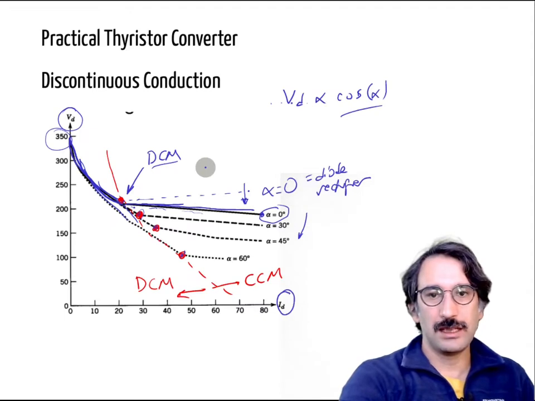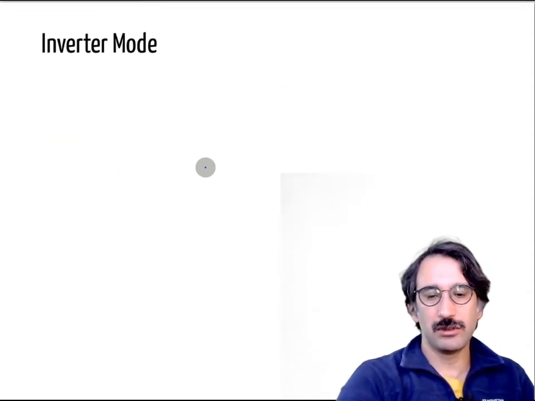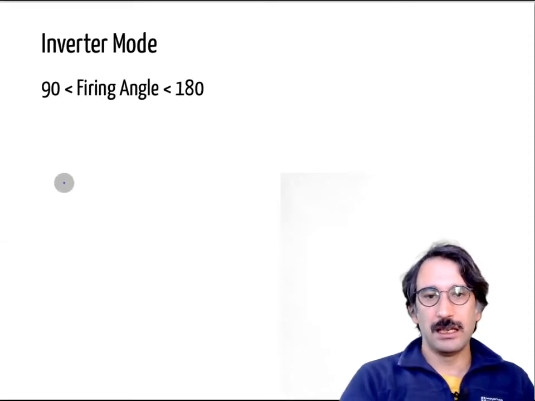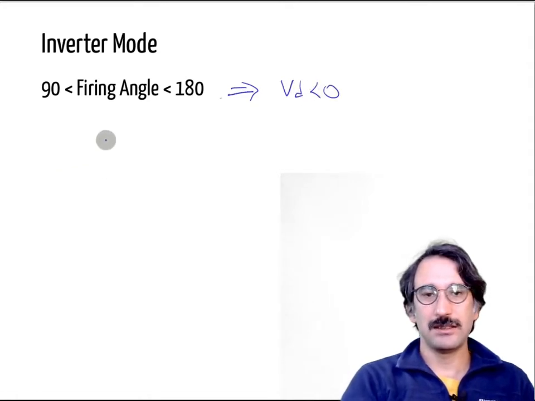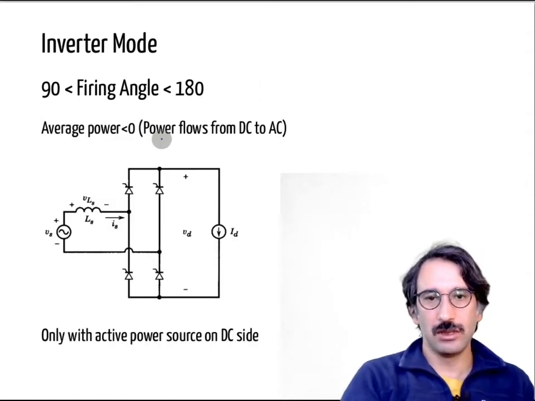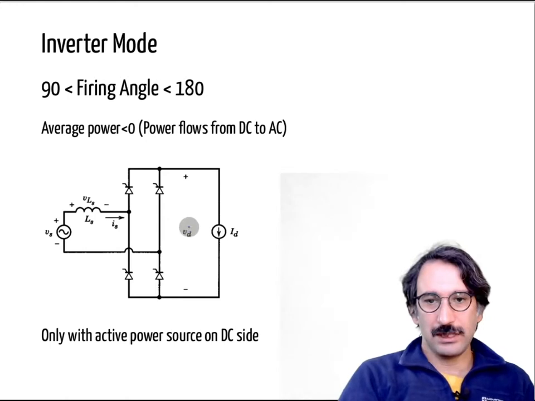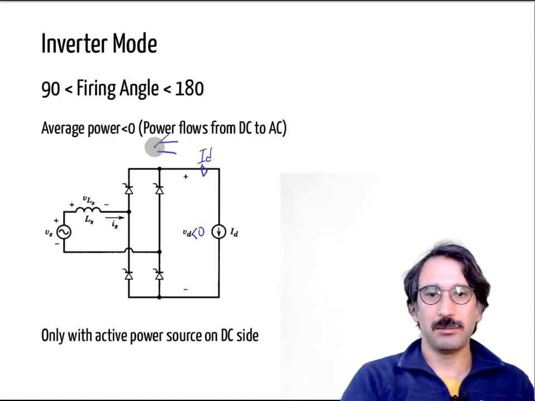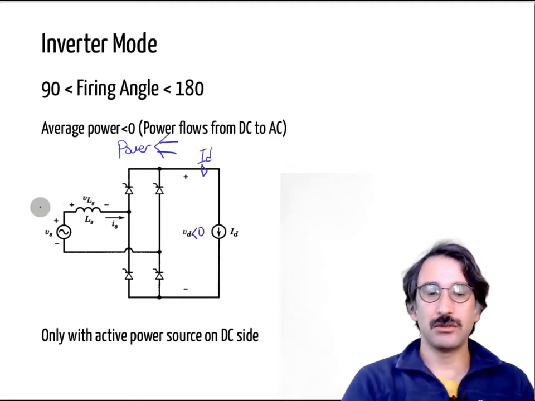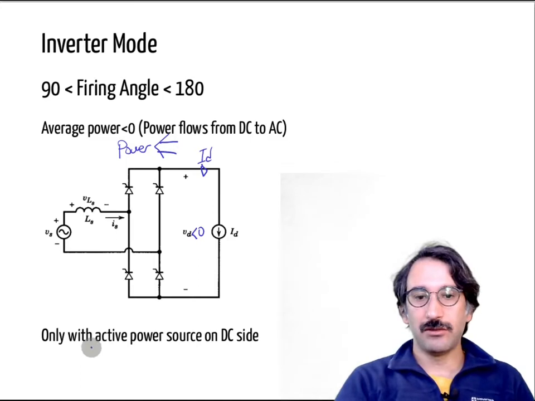So lastly, let's talk about the inverter mode. If your output voltage becomes less than zero, if your firing angle is from 90 to 180 degrees, in that case VD is smaller than zero, but for the current, if you have a current source here, you still have that ID. So that implies the power is flowing from load side to source side. That is only possible with some kind of active power source.